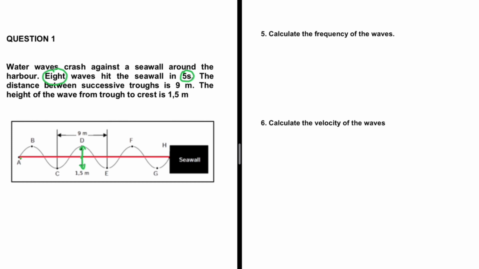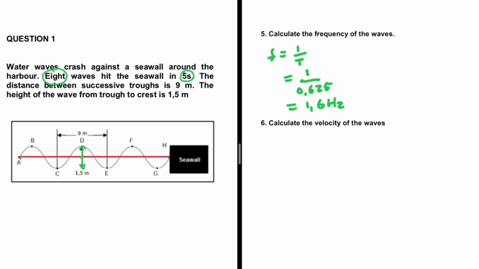Question 5, calculate the frequency of the waves. If we already have the period, calculating the frequency becomes extremely easy. So the frequency will be equal to 1 divided by the period. This is 1 divided by the period, which is 0.625. So what is 1 divided by 0.625? 1.6. So we have the frequency being equal to 1.6 hertz. And there we go. We have the frequency. If you have the period, it's really easy to calculate the frequency, and vice versa.